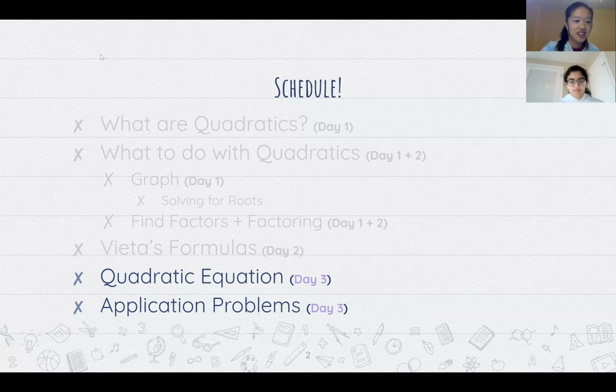Okay, so we're going to be learning about the quadratic formula as well as some other types of equations that are sort of similar to quadratic equations, but a little bit different.